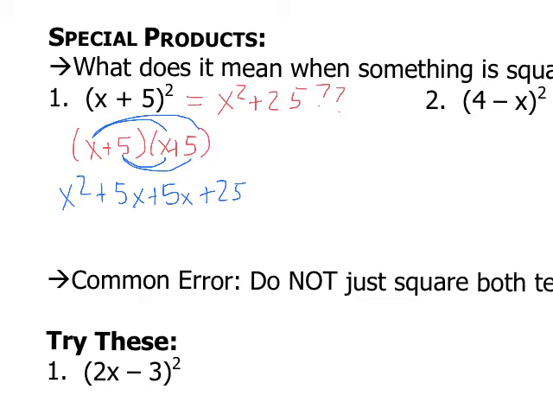Combine like terms, what do you have? X squared plus 10x plus 25. That's nothing like x squared plus 25. So is it really that easy? No. That's the biggest mistake that people make on these. When you say binomial squared like this, do not just square both pieces and be done. You will miss this middle term every single time. So x plus 5 quantity squared, you have to write it out. X plus 5 times x plus 5 and go from there. If you don't, you will make mistakes.